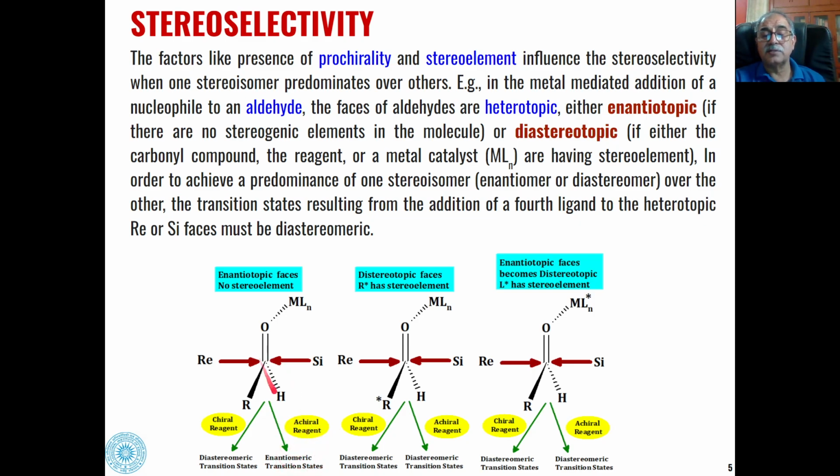an enantiomeric transition state, because here this group and this group are different, and when a nucleophile adds across this carbonyl either through the Re face or Si face in the presence of an achiral reagent, the possibility of attack from this side or this side will vary because of the heterotopic nature of the substrate, and this will lead to the formation of different amounts of enantiomers.